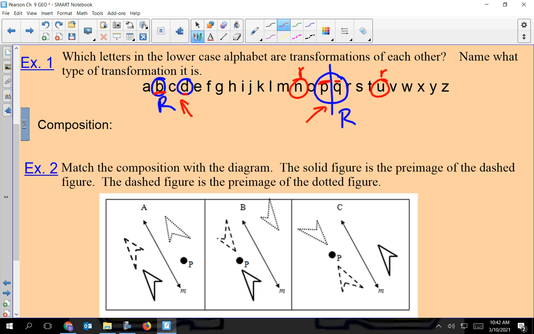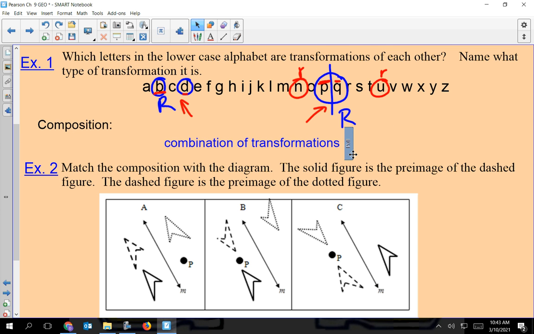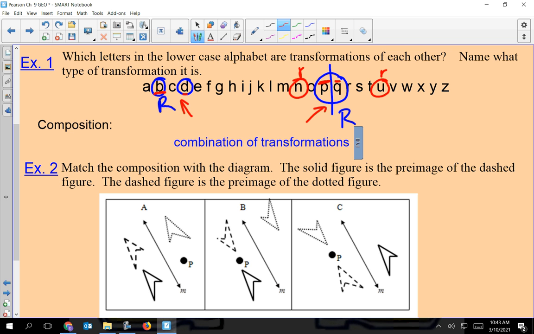I have to give it rules, okay? The one here, composition, is the combination. So this really means two or more transformations. Remember, transformations are a translation, a reflection, or a rotation.